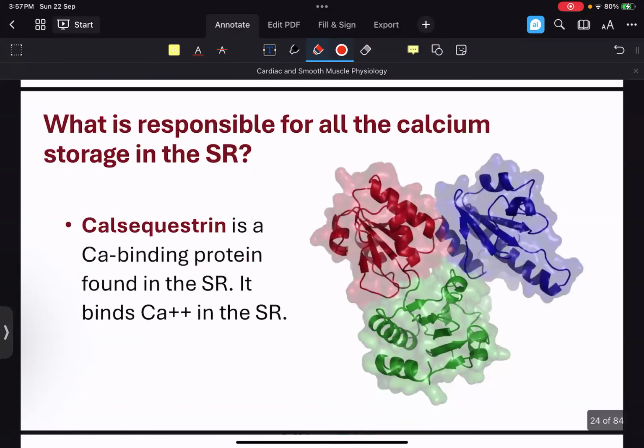And then one final detail is that inside your sarcoplasmic reticulum, you have a protein called calsequestrin. What does this protein do? It holds on to the calcium. Remember how we said the sarcoplasmic reticulum stores a lot of calcium? How does it store a lot of calcium? Through this protein called calsequestrin. Very easy name. Cal is for calcium, sequestrin is for storage, so calcium storage protein.